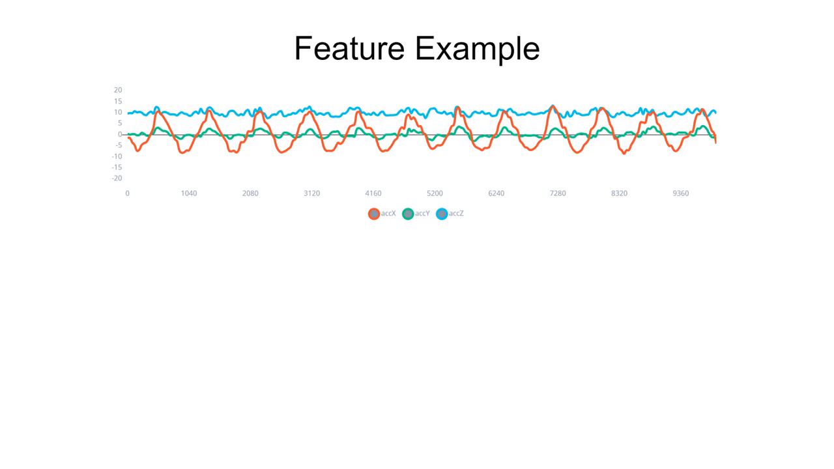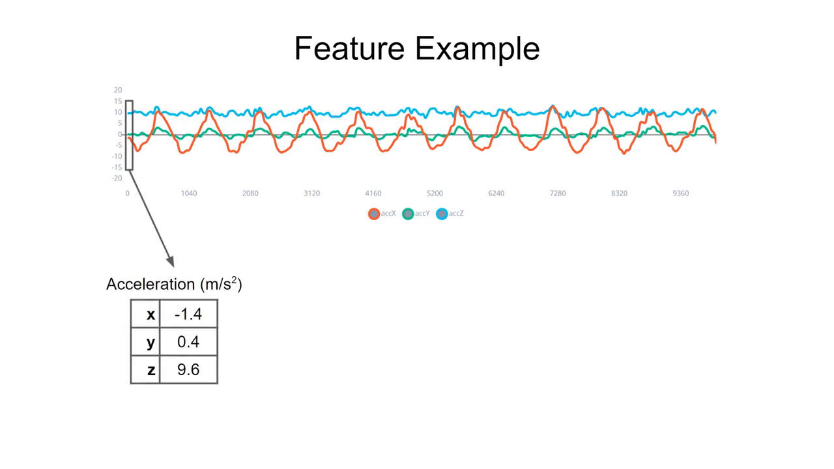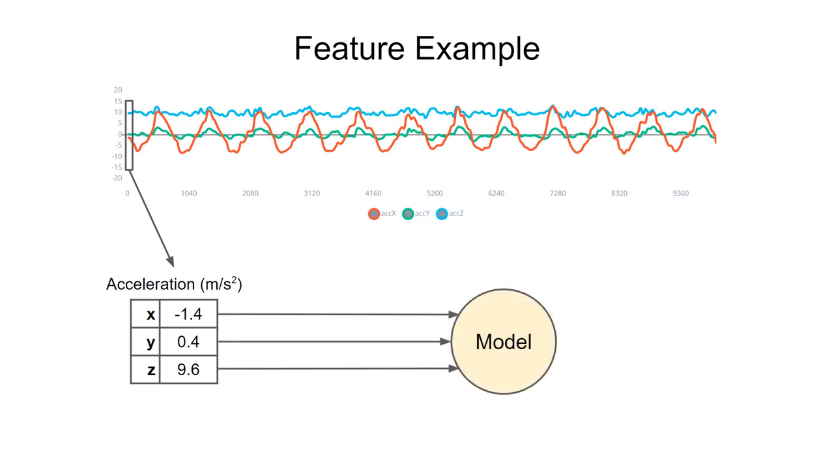Now, let's start by looking at a very simple example of a feature set. We'll take a single point in time and look at the x, y, and z acceleration data at that point. We could potentially use this as a simple feature set. Each value in the feature set makes up a dimension in the input to our machine learning model. So we'd say that this feature set has 3 dimensions. Our machine learning model would then always expect 3 inputs.